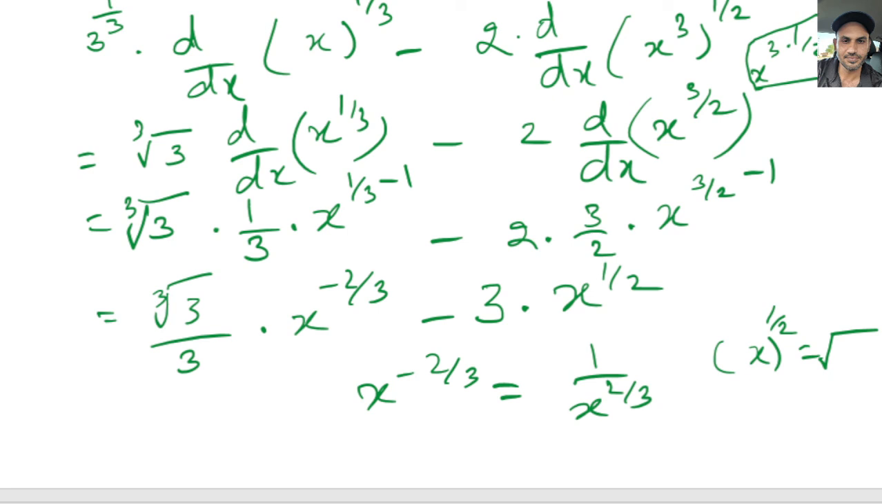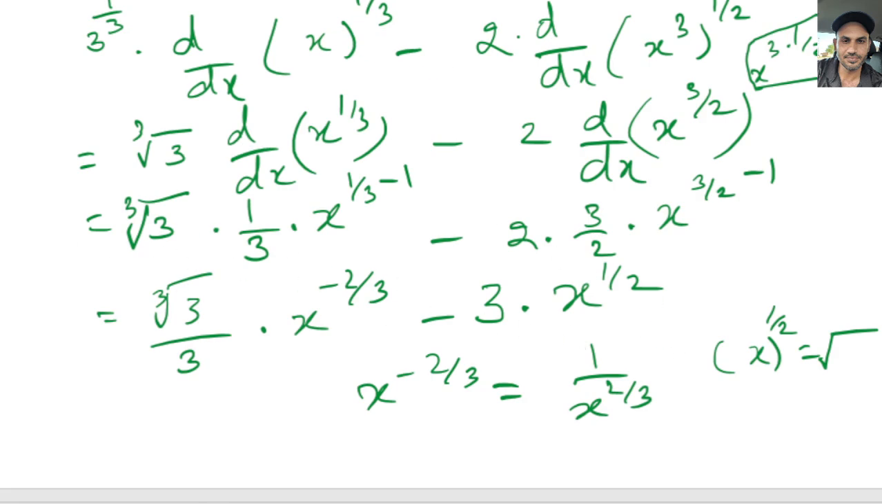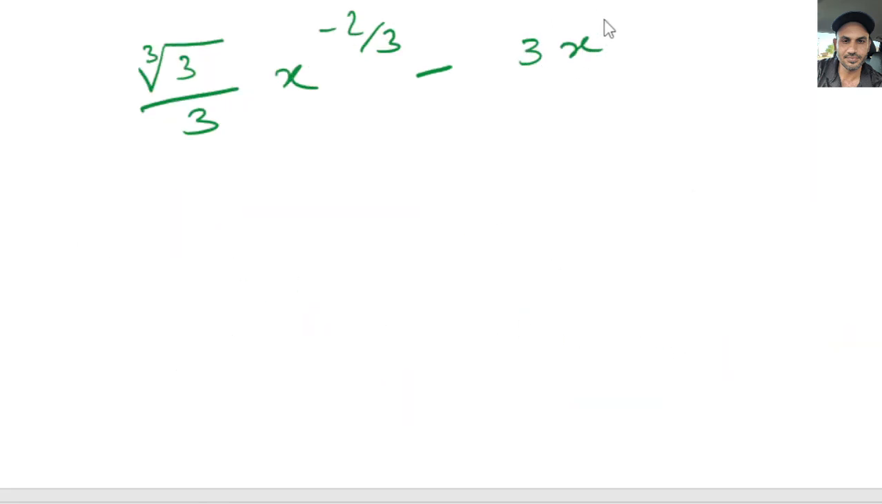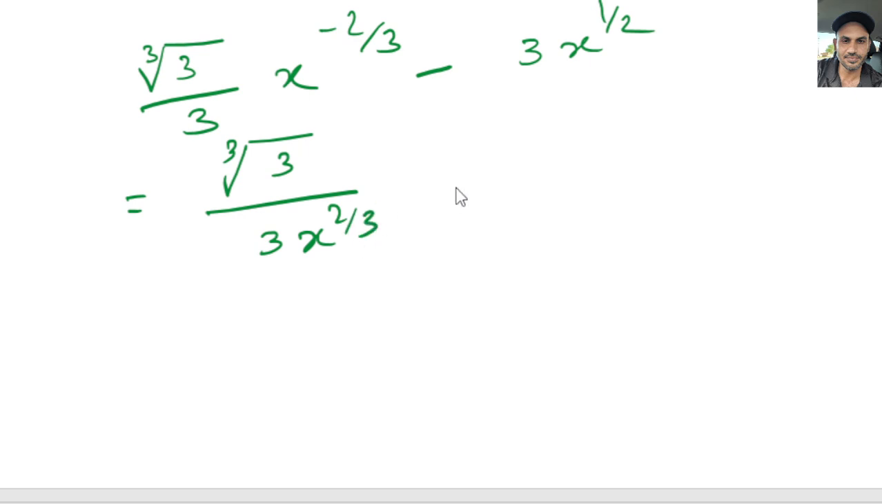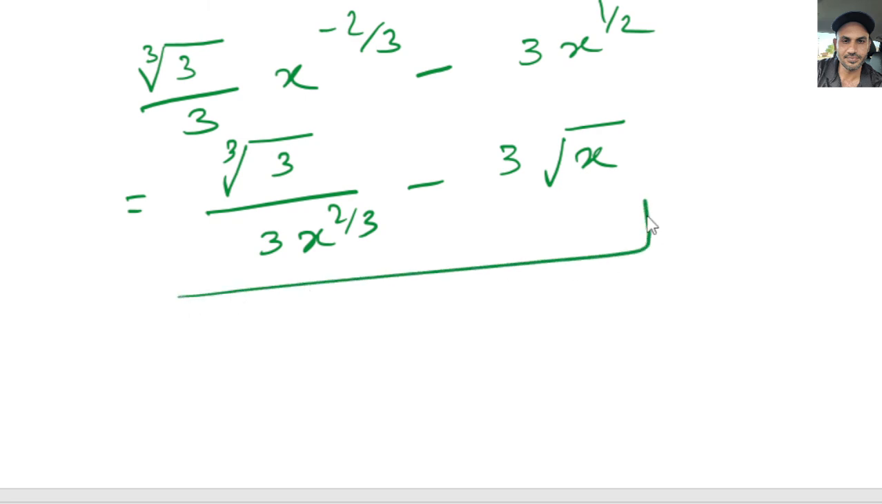I'm going to bring this expression to the next page. So we have the cube root of 3 over 3 times x to the negative 2/3, minus 3 times x to the 1/2. Okay, and now we can bring this down. So we have the cube root of 3 over 3x to the 2/3 minus 3 square root of x. So this is your final answer.